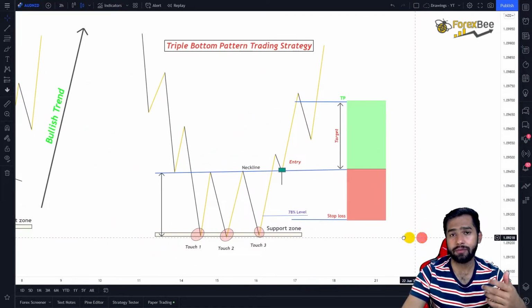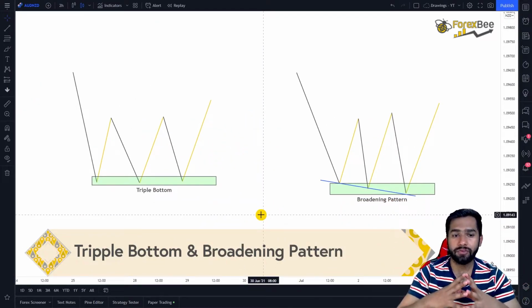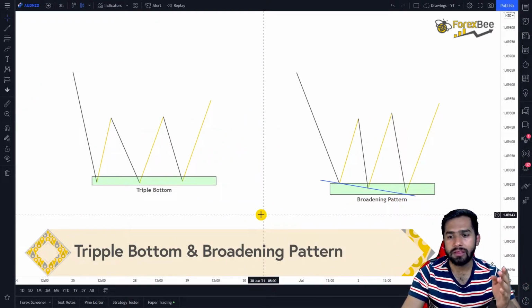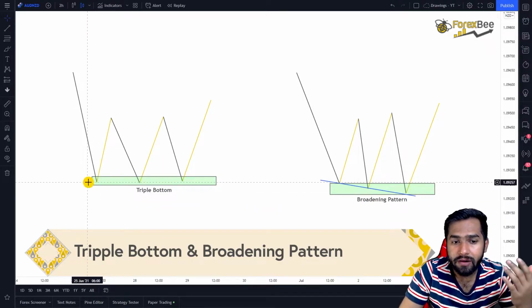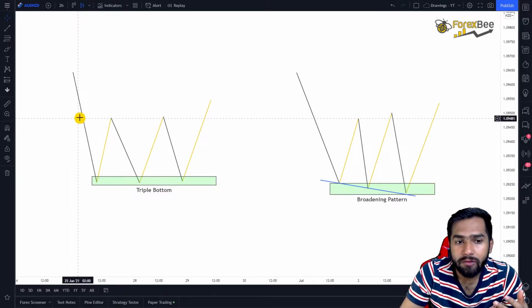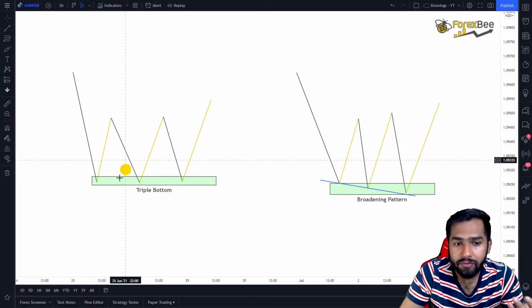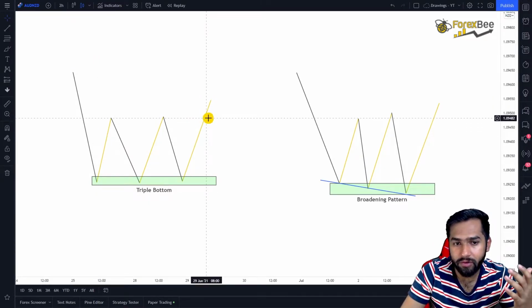Now there's another important thing that a lot of people confuse. They confuse the triple bottoms pattern with the broadening wedge pattern, because in this case here you can see that the support line would not be just a straight line, it would be a support region, okay. So here you can see the market making these swings and bouncing back from this support zone, and also this is the neckline forming here, and here the breakout happens.